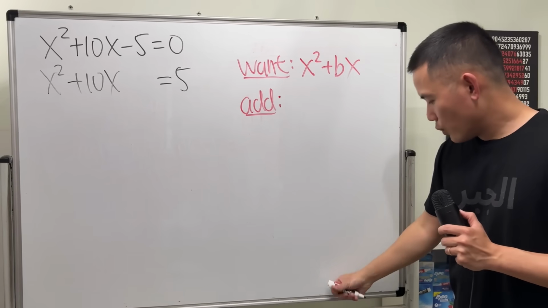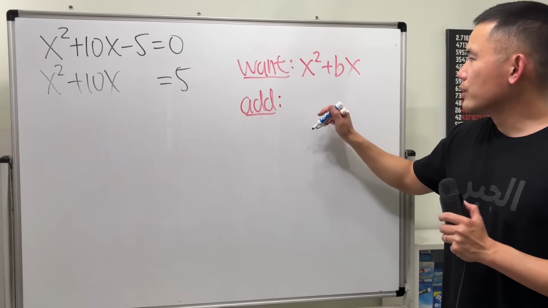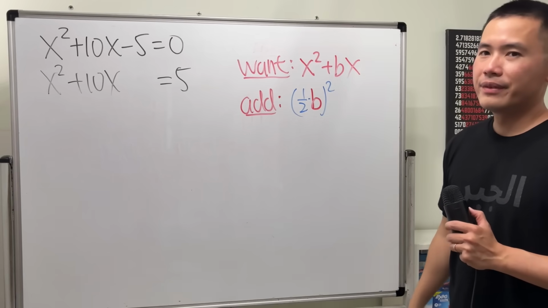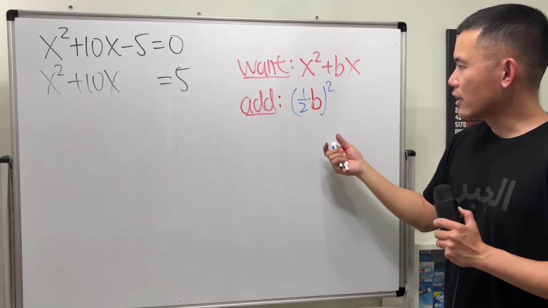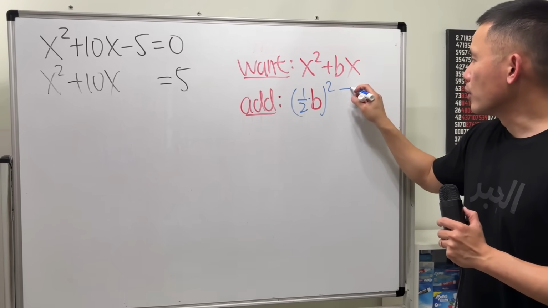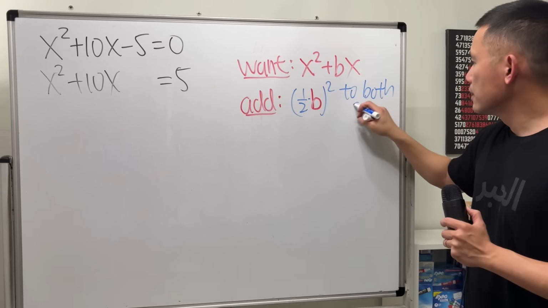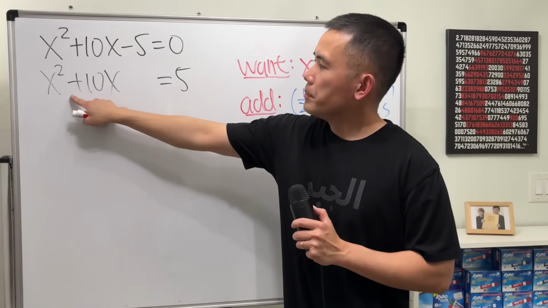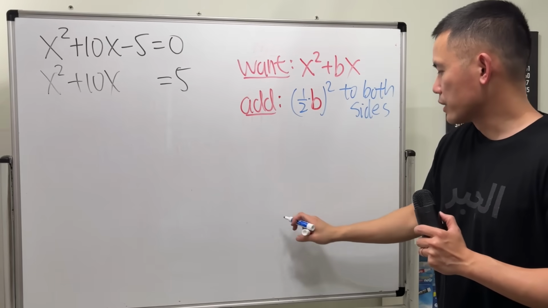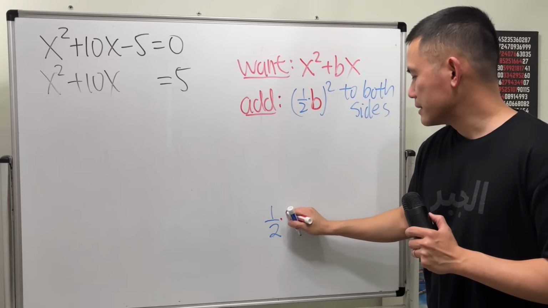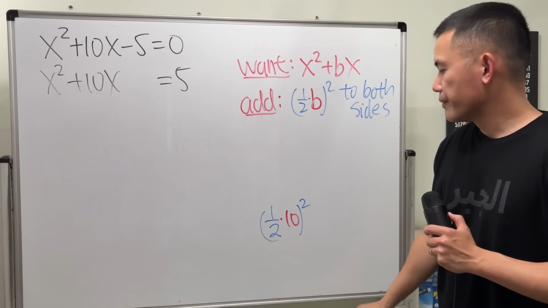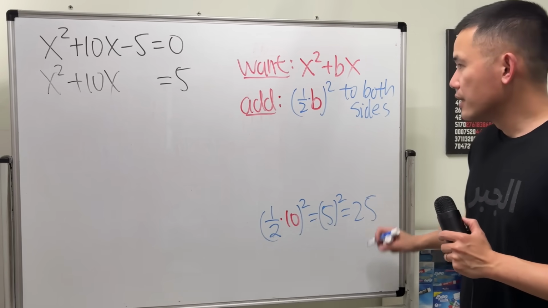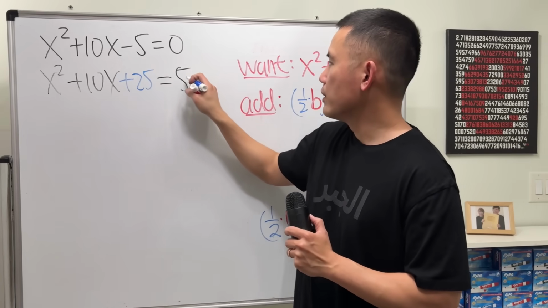Have a look. What we are going to do is look at the b value and take half of it, and then square that. So this is the number that we have to work out first, and we are going to add it to both sides. So in our case here, b is positive 10. Let's go ahead and work that out. We take 1/2 times 10 and then square that. Half of 10 is 5. Square that is 25. So I will just have to add 25 to both sides.